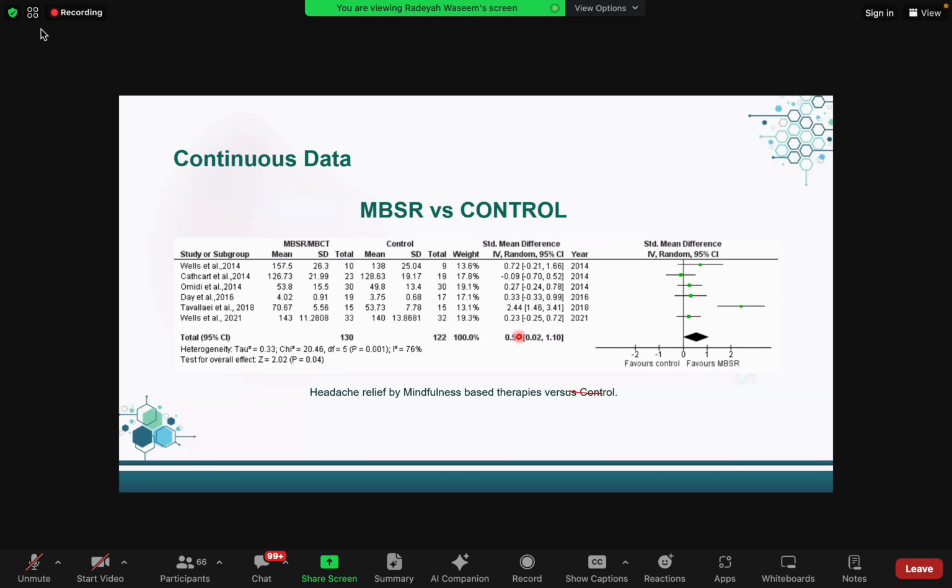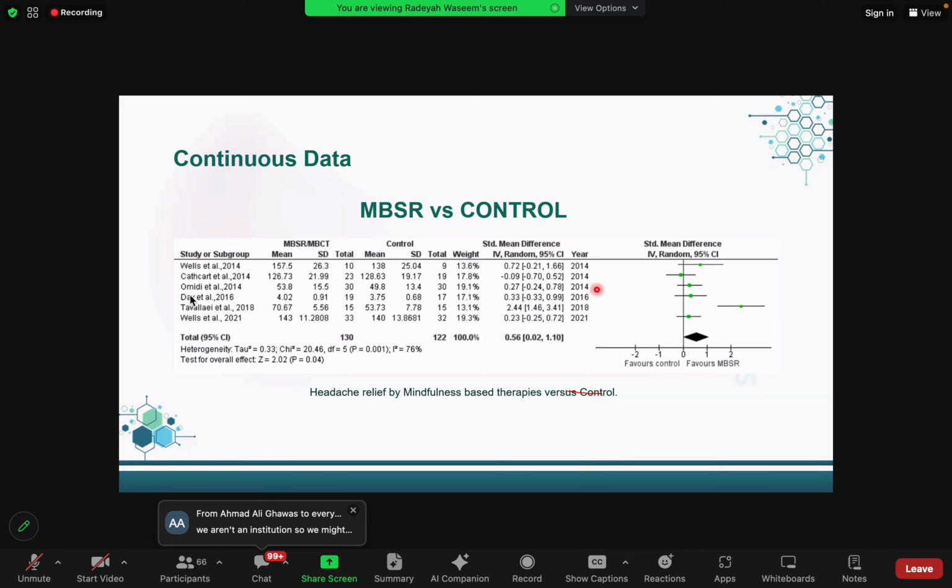So does this make sense to you guys? Do these values make sense? This is the raw data, intervention group and control group. Raw data presented in the form of mean, standard deviation, and total. Okay, the control group, raw data, mean, standard deviation, total. The weightage calculated by Revman. This is also calculated by Revman, and this is the forest plot.